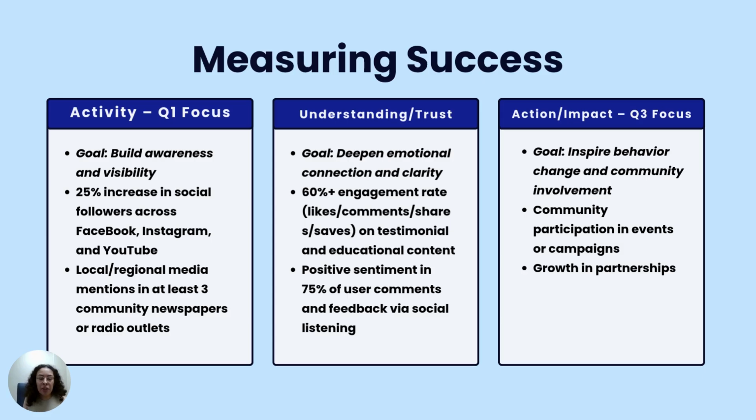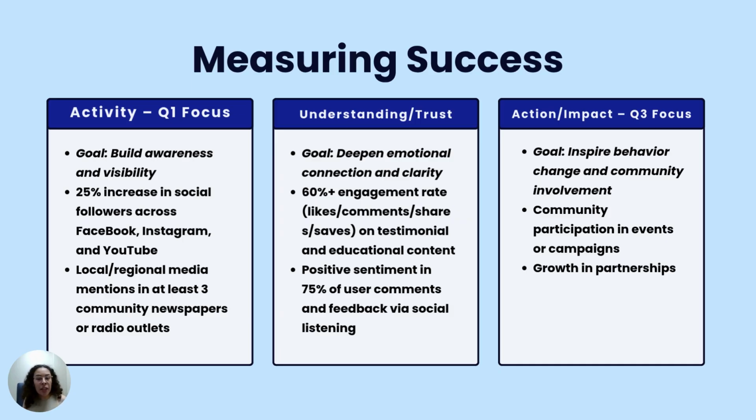So, to measure success, there's a few different things. Since the first goal was to build awareness, some metrics for awareness would be seeing an increase in followers. So, a 25% increase across our platforms would be great. That's the goal. And then also seeing how many media mentions we're getting. So, are they mentioning us in local newspapers or mentioning us on the news?